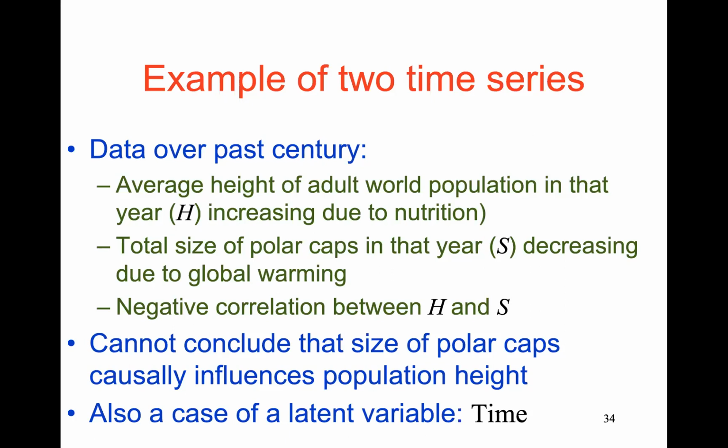So you can say, oh wow, somehow the height of human beings and the size of the polar caps have a negative correlation. But we cannot conclude that the size of polar caps causally influences population height. So we cannot simply say there is causation here. This is also a case of a latent variable, time. In this case, it is a latent variable which is over time. So that can be factored in. Nutrition, of course, is another one.